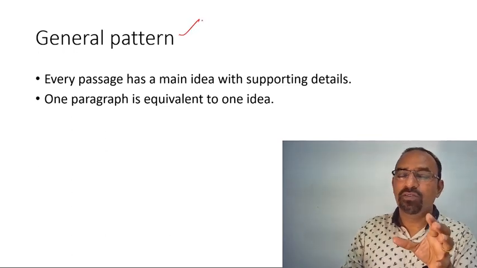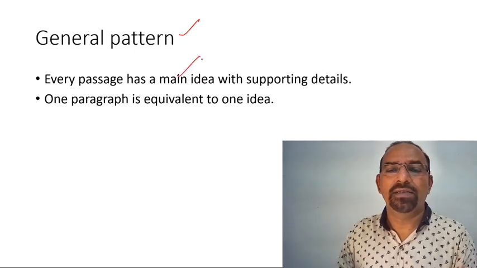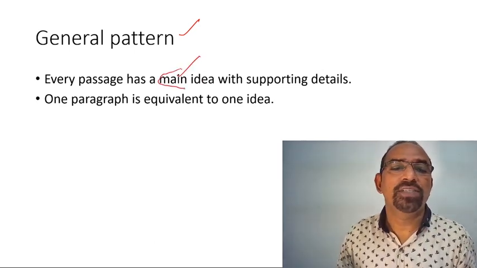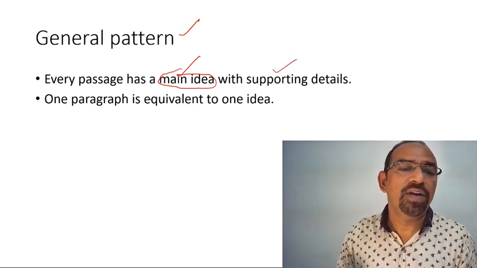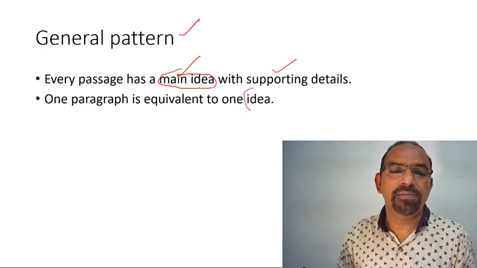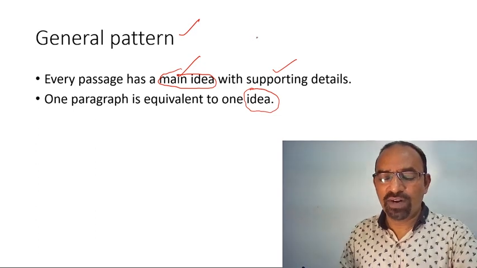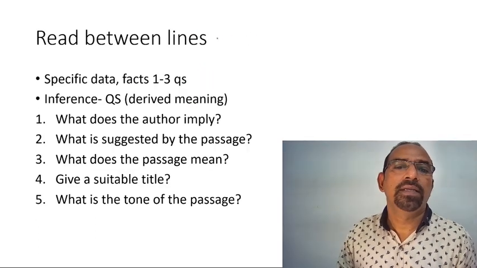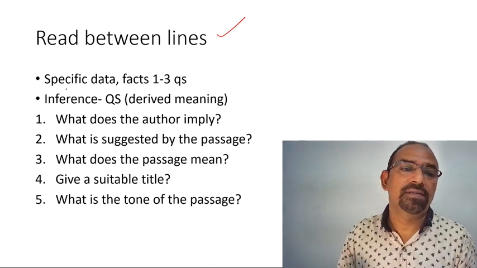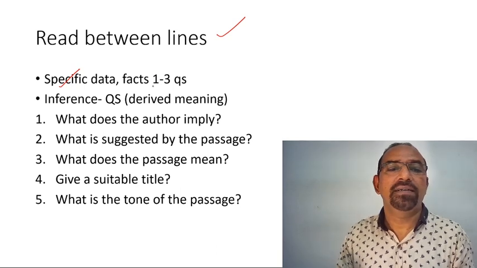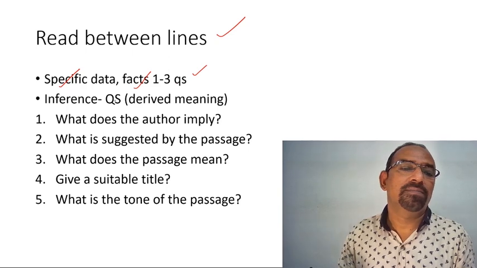The general pattern of an RC is that every passage has a main idea. Don't forget it. Every passage has a main idea with supporting details. One paragraph is equivalent to one idea. Sometimes you can get passages like this. Then you have to use the technique of reading between the lines. For specific data and facts, 1 to 3 questions can be asked.